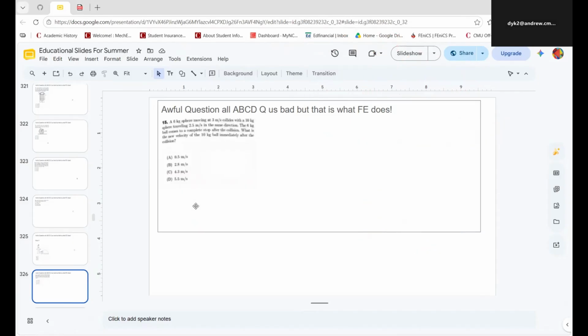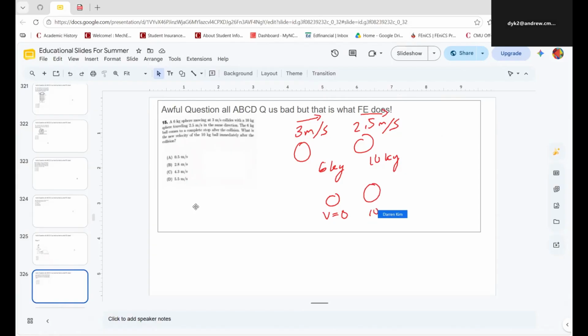All right, a 6 kilogram sphere moves at 3 meters per second and collides with a 10 kilogram sphere in the same direction. This is 6 kilograms, and this is 10. The 6 comes to a complete stop after the collision, so V equals 0. And the new velocity of the 10 kilogram sphere is needed.